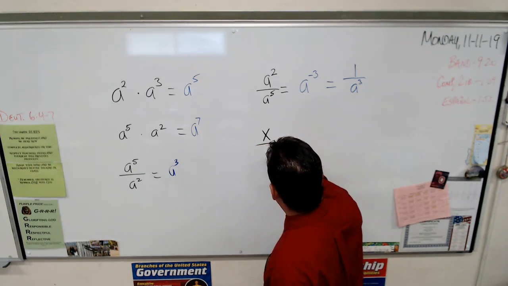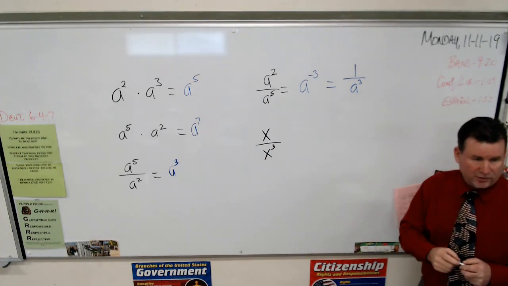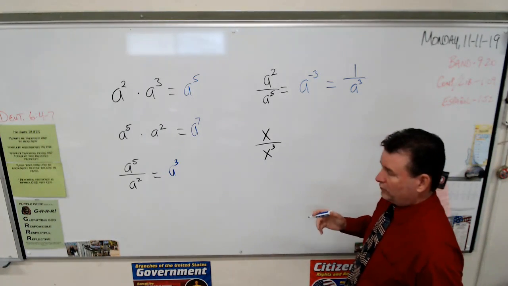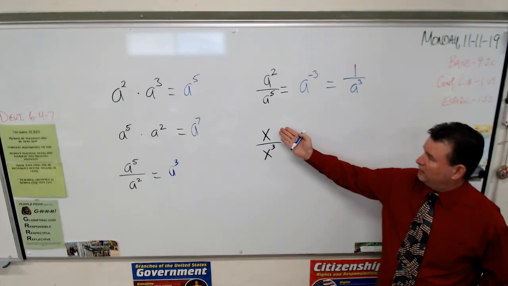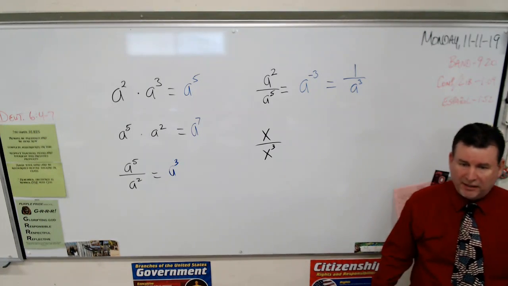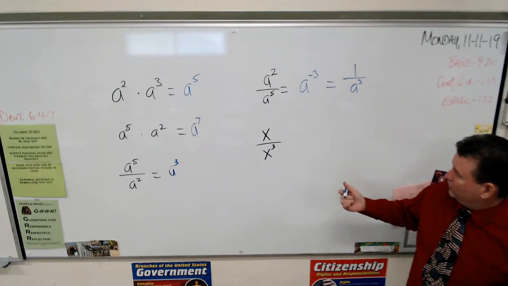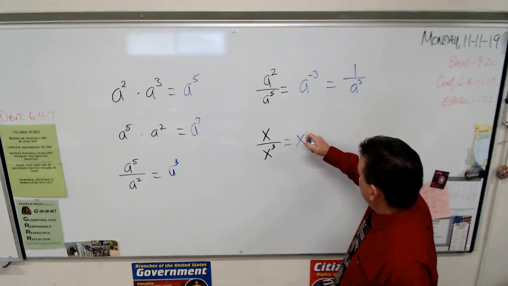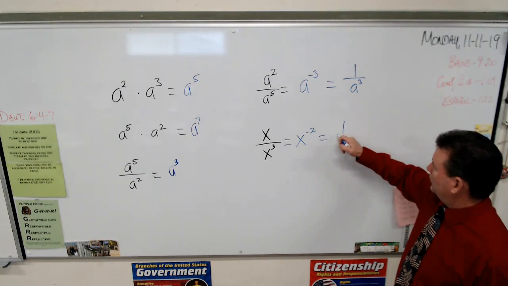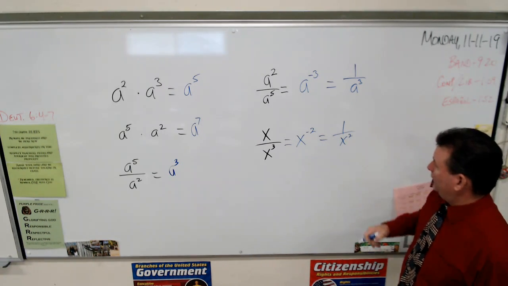X divided by X cubed. Raise your hand if you know what the answer would be. What's the exponent in this top X? It's not written because it's understood to be 1. What's 1 minus 3, Kiara? Okay, so the answer to this would be X to the negative 2. What am I going to write? 1 over X squared.